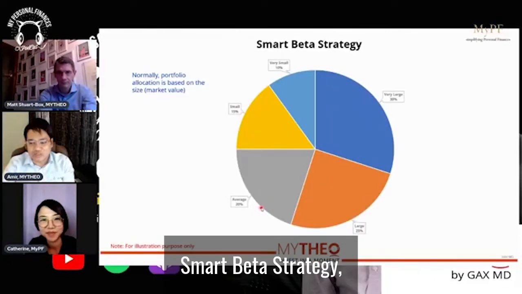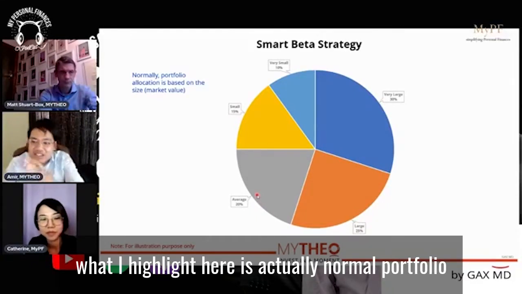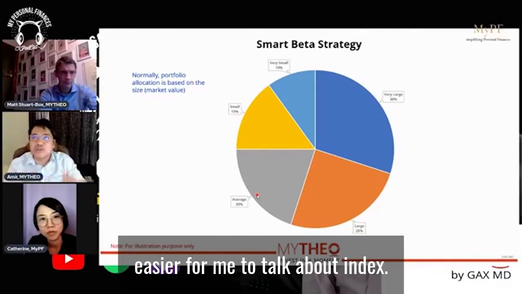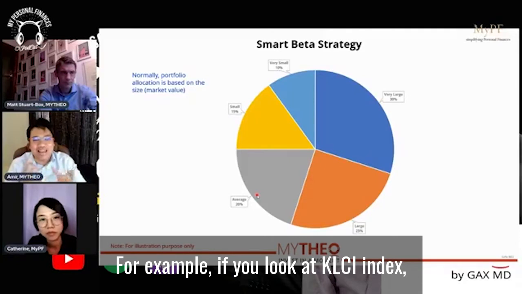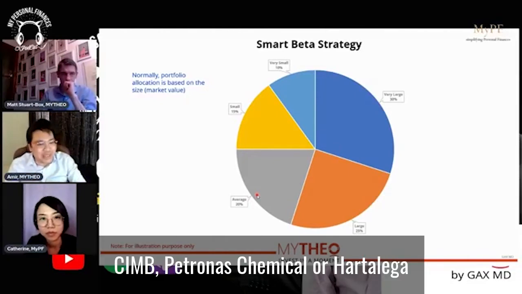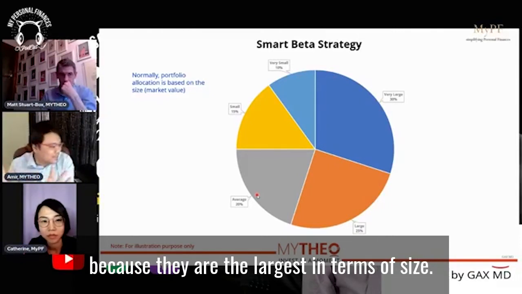Okay, the smart beta strategy that I mentioned earlier. If you look at a normal portfolio, or normal index, it's easier for me to talk about an index. For example, if you look at the KLCI index, the largest components of the KLCI today could be Maybank, CIMB, Petronas Chemicals, or Hartalega. The only reason they are the largest-weighted stocks inside that index is that they are the largest in terms of size, in terms of market value.